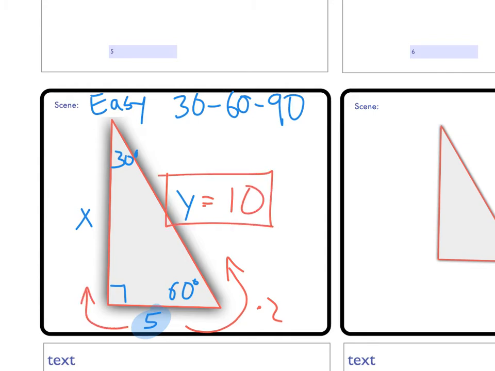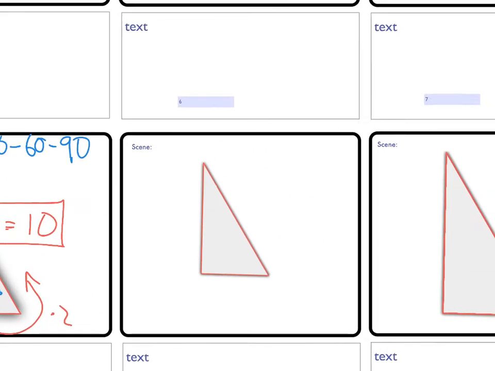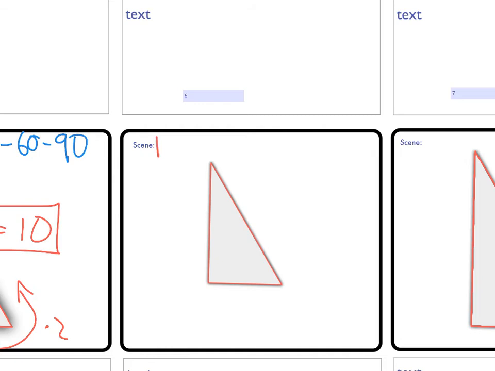The long leg, which is longer, is not going to be twice as long, but it's going to be the square root of 3 times as long. The square root of 3 is a number that's a little smaller than 2. So this guy's going to be 5 times the square root of 3. Which is just a number. You can get it in your calculator, but we want to leave it in simplest radical form. All right, so this is the medium now. Medium 30, 60, 90. Our next scene.